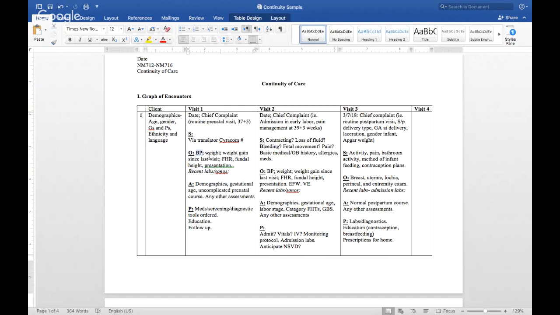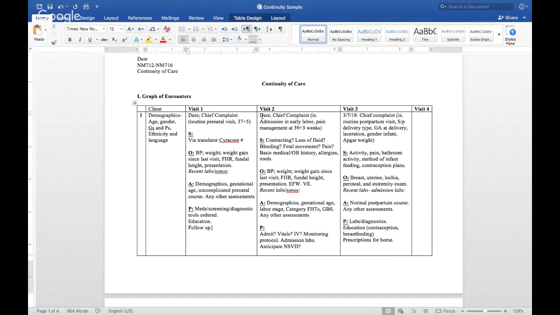For an objective for a basic prenatal, I would definitely include blood pressure, weight gain, fetal heart rate, fundal height, presentation, any recent labs or sonos, and then a basic assessment. So, 32-year-old female, G3P2, uncomplicated prenatal course, say she has anemia. And then your plan: are you sending her for meds? Are you prescribing her any medications? Are you sending her for any referral, screening, diagnostic tools? Are you educating her on preterm labor or preeclamptic precautions? And what kind of follow-up? So follow-up 2 weeks or 5 weeks or whatever your guidelines are.